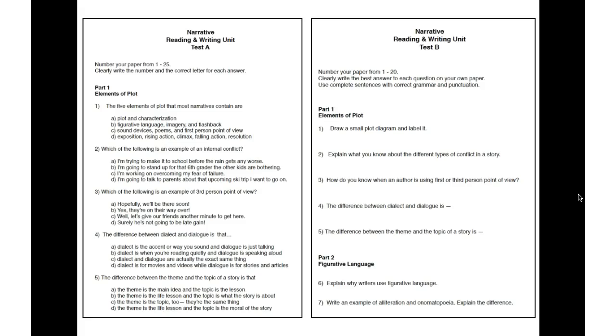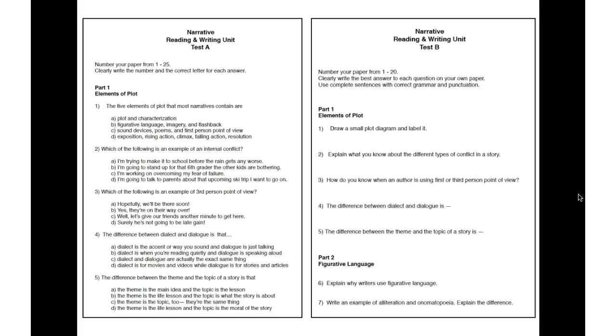Here's an example of an end of unit test. This is a narrative reading and writing unit. You see we have test A and test B. And so test A has a selection of multiple choice questions. This is actually one of the very few times you'll ever see multiple choice questions. But I always want to give teachers that option because sometimes you know how it is, you get to the end of a unit, you've got to get the grades in, and sometimes that's just the quickest way to do it. But there is a more open-ended option as well.